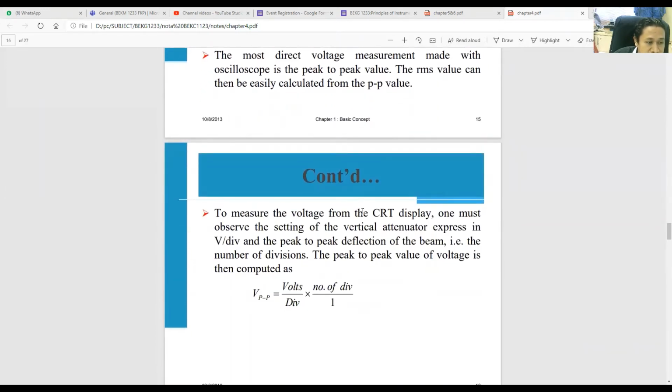To measure the voltage from the CRT display, one must observe the setting on the vertical attenuator, expressed in volts per division, and the peak to peak deflection of the beam, for example the number of divisions. The peak to peak value of the voltage is then computed with this formula: volts per division multiplied by the number of divisions. So this is the formula to calculate the peak to peak voltage.